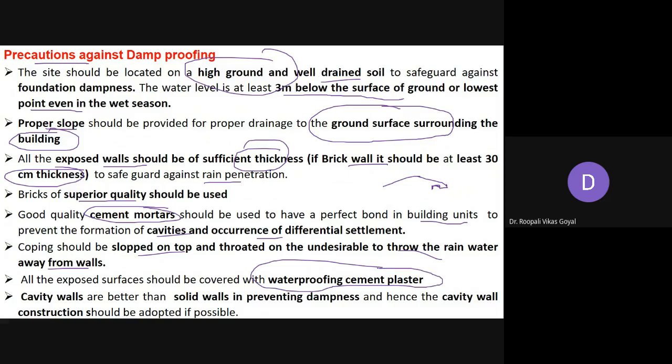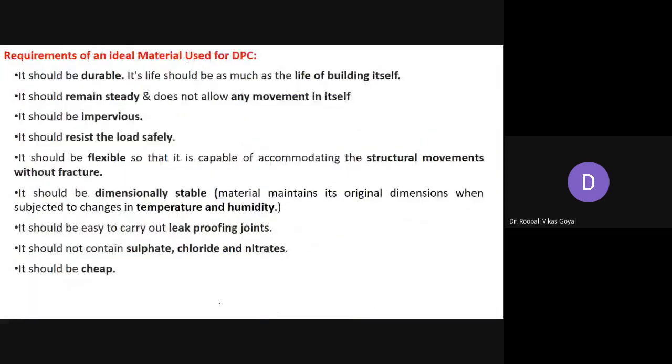So certain chemicals if we add in our normal cement mortar, then that particular cement plaster may become waterproof. Also this cavity wall, they are considered better than the solid wall in preventing the dampness, and hence the cavity wall construction should be adopted if possible, if you want to avoid the dampness in your building.